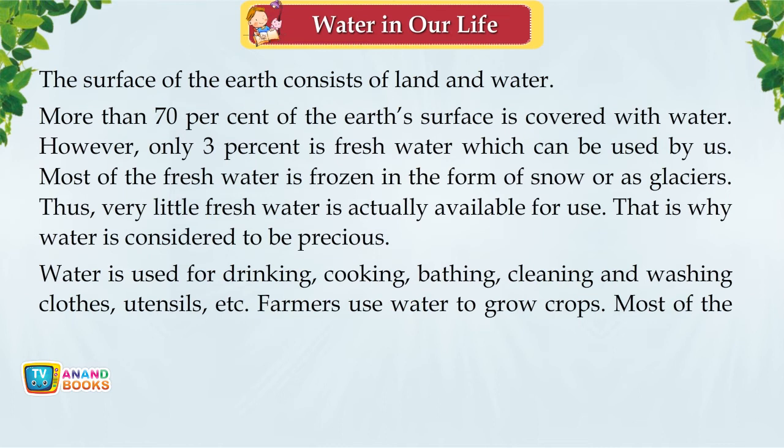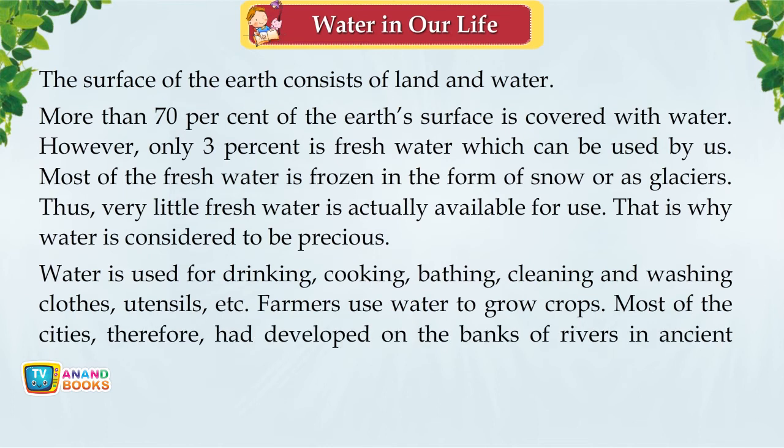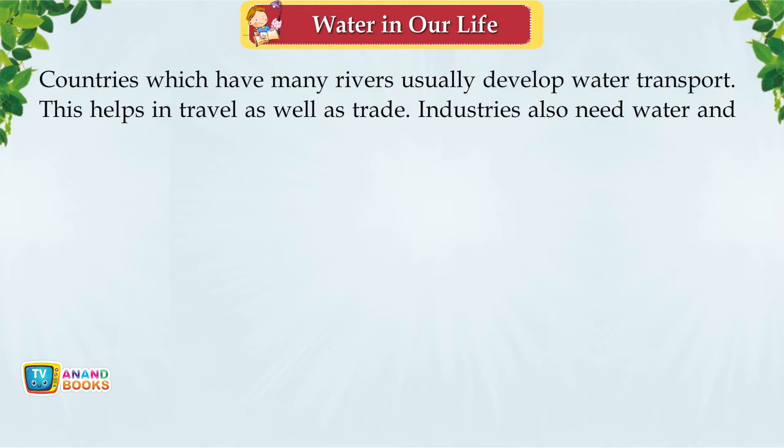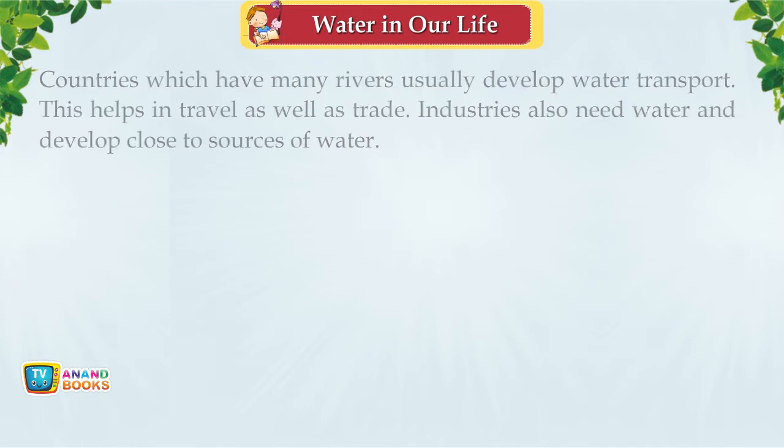Farmers use water to grow crops. Most of the cities, therefore, had developed on the banks of rivers in ancient times. Countries which have many rivers usually develop water transport. This helps in travel as well as trade. Industries also need water and develop close to source of water.